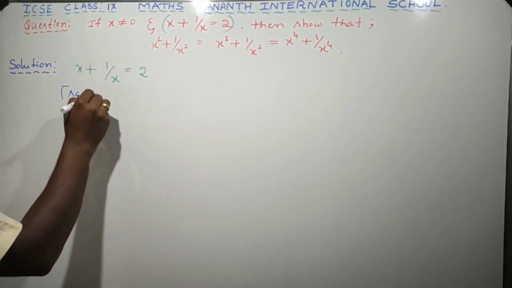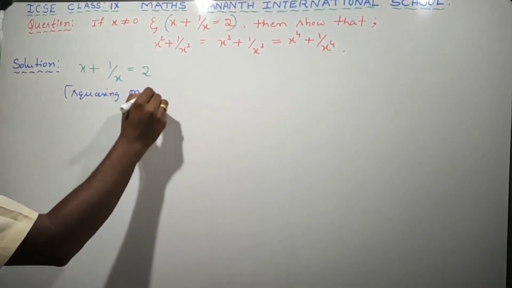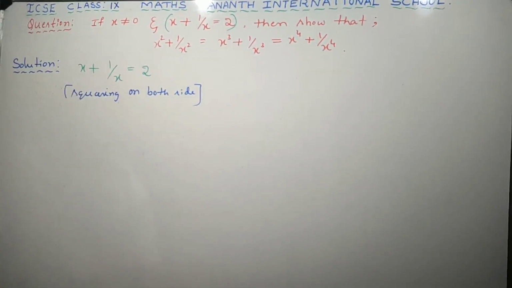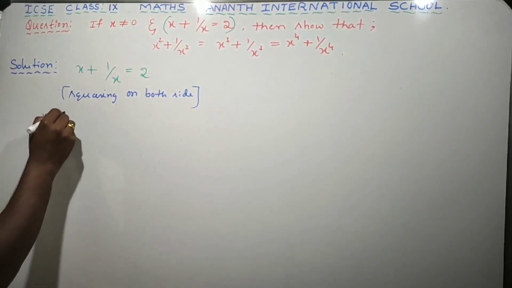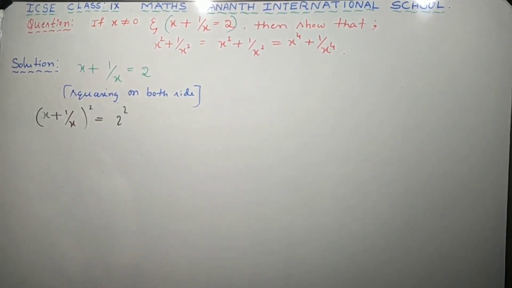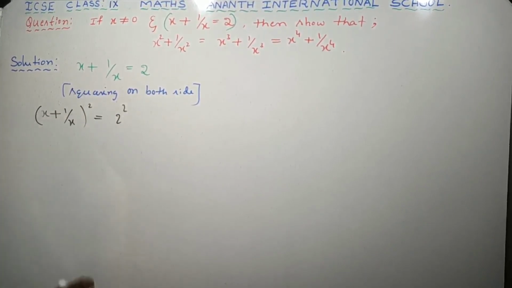squaring on both sides. Squaring on both sides, children. Now, what happened? Look here. The left hand side, x plus 1 upon x whole square, is equal to 2 square. Understanding, children? Now, this we expand by using the a plus b whole square identity, children.